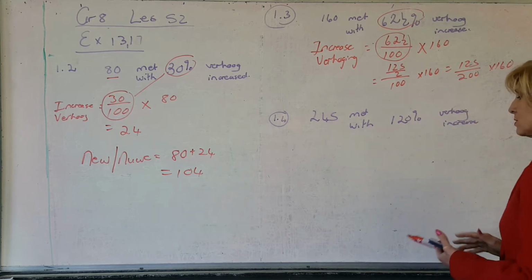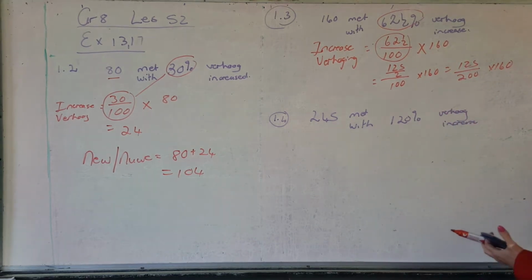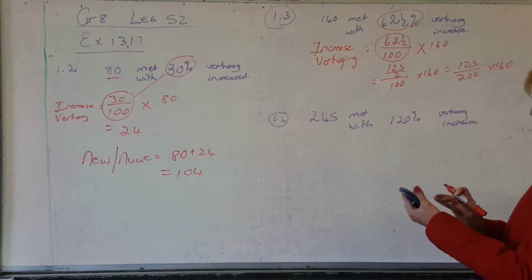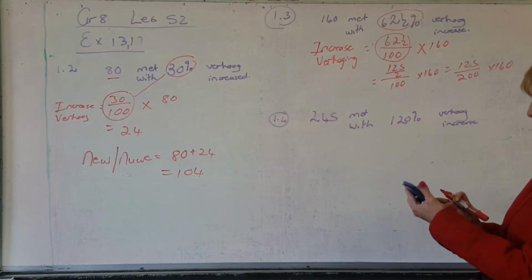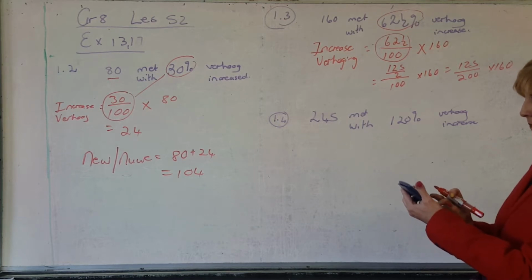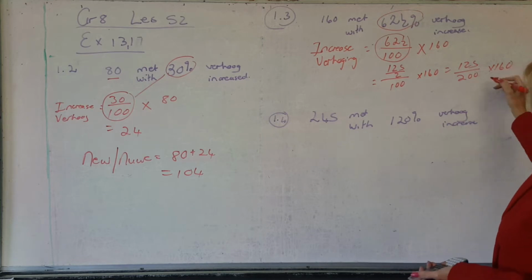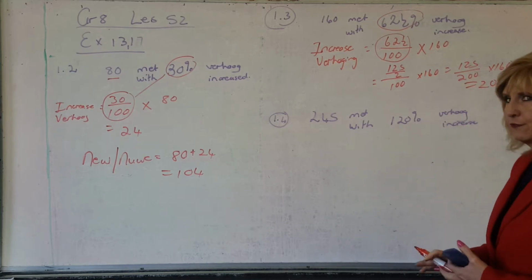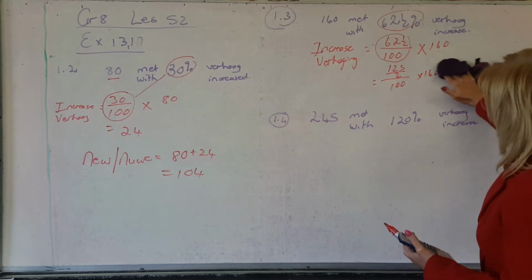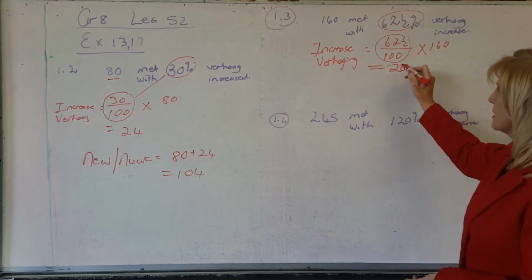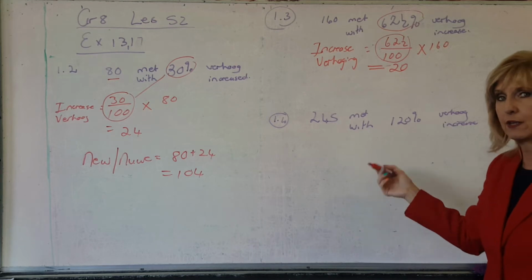Maar jy kon maar net na jou sakrekenaar toe gegaan het en gaan sê doen vir my daai antwoord van 125 divided by 200 times 160. Gee vir my antwoord van 20. So this is the answer is 20. Nou wat se antwoord is hierdie? What is this 20? That is just your increase. Dis waarmee hy verhoog gaan word.